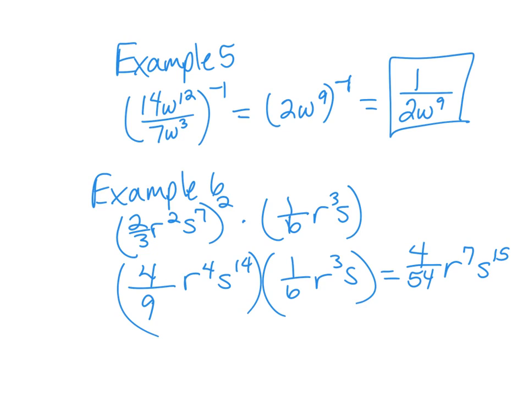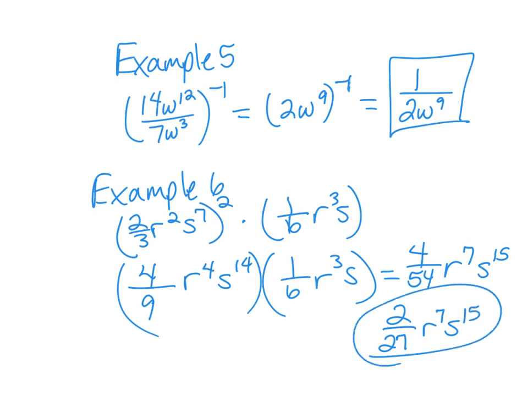Last thing you need to do is check and see if you can reduce your fraction, and we can. 4 over 54 reduces to 2 over 27, and you still have r to the 7th, s to the 15th. And I know it is correct because I have no negative exponents.